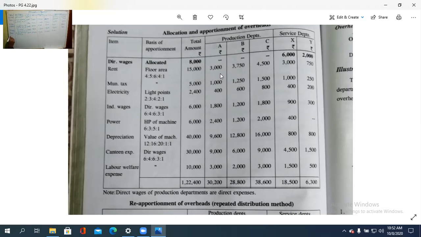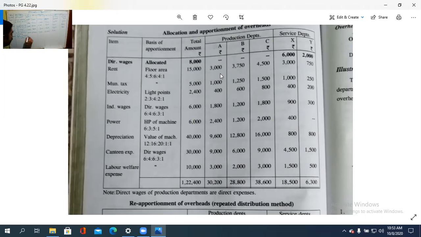Then depreciation. Depreciation, that is value of the machine, isn't it? Not horsepower, machine value, that is 12 is to 16 is to 20 is to 1 is to 1. So how much? 12 plus 16, 28 plus 20, 48, 49, 50. So 12 by 50 for the A, 16 by 50 for the B, then 20 by 50 for the C, 1 by 50 for the X, and 1 by 50 for the Y.